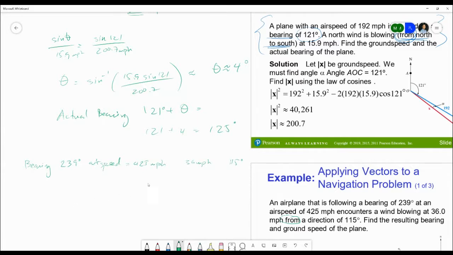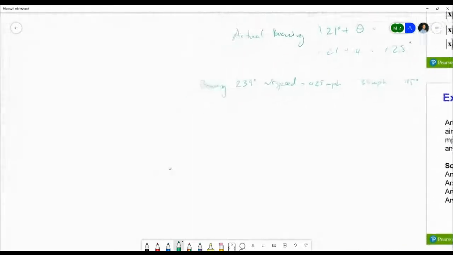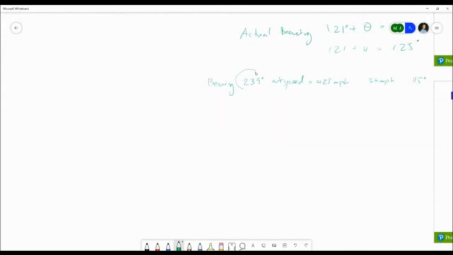Okay, so let's look. All right, 239 degrees, that's going to be over here. Now remember that we always measure from due north, rotating clockwise. So from here to here is already 180 degrees, and going to here is going to be 270 degrees. So it's going to be somewhere in here. So let's just say right here. And this is 425 miles per hour. And this is at 239 degrees.